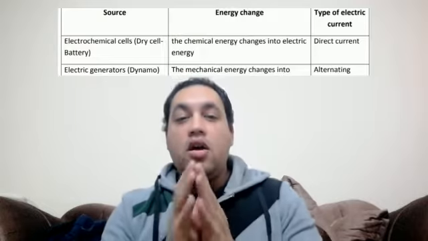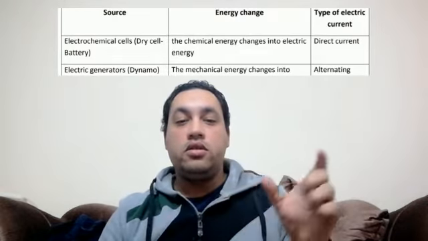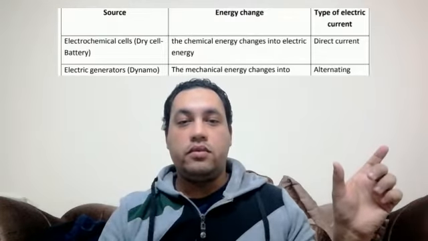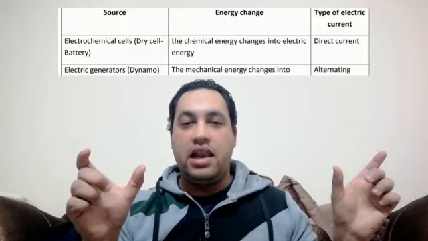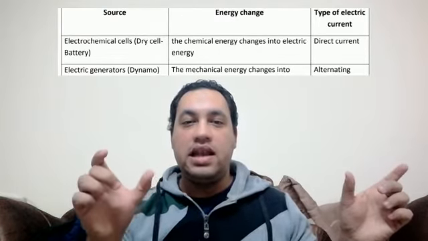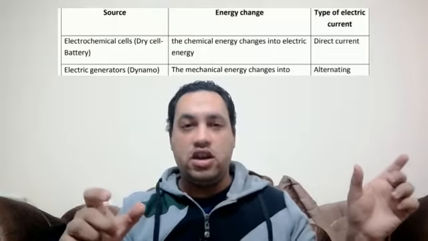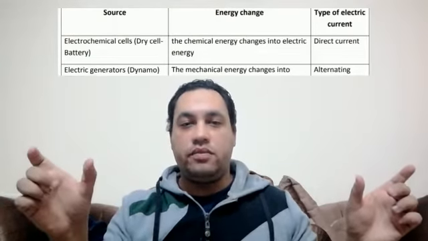If we think about what is the electrochemical cells, this word starts with electro, that is electric energy, and ends with chemical, that represents chemical energy. So electrochemical cells represents the electric energy, it change into chemical energy.